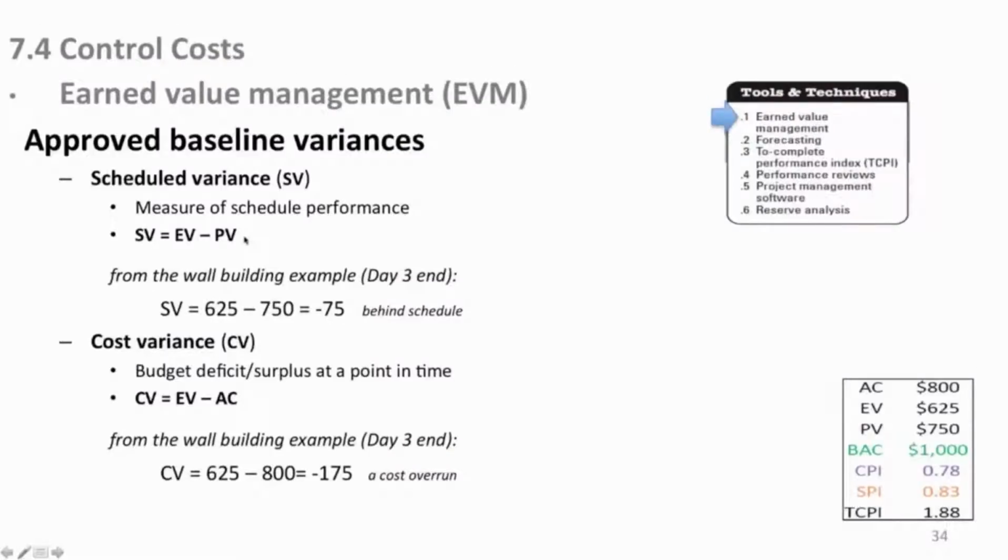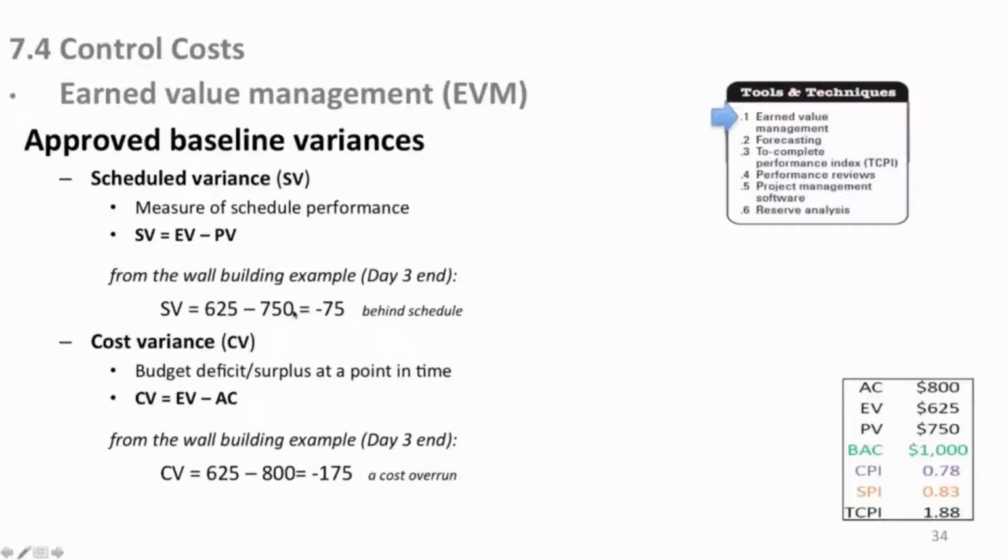So the simple ones are, these are your approved baseline. It's always against your approved baseline, whether it's schedule or cost. And in this instance, it's schedule. Schedule variance, SV, is a measure of your schedule performance, the raw data. So your schedule performance is your earned value, where you actually are, what you've actually contributed toward completing your schedule, minus the planned value is your schedule variance. So from the wall building example above, again, we're at the end of day 3, we've earned $625 worth of value in our schedule.